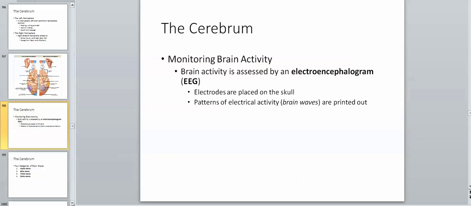So you can look at correlations between activity in one area of the brain and another area of the brain as someone's doing certain tasks, and look at connectivity based on which areas are firing at similar times when an individual is doing certain tasks.